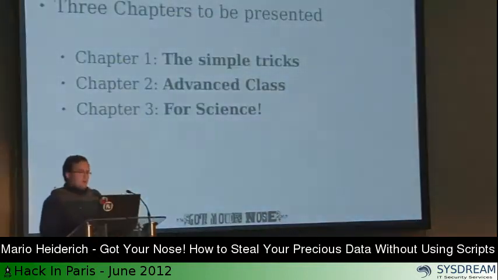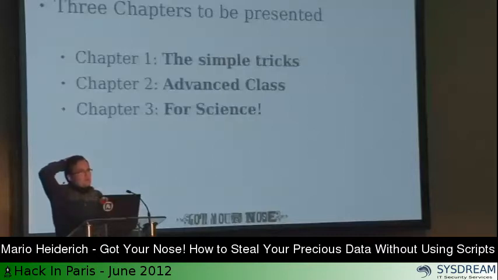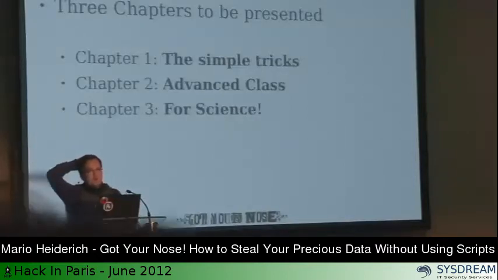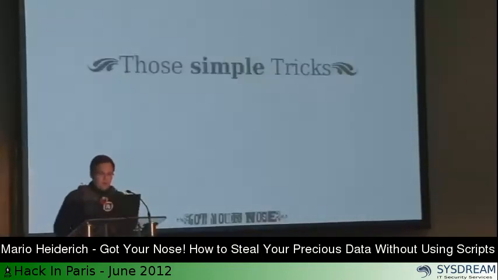All right. We're going to see some exploits. And to give the thing a little bit of structure, I decided to put it into three chapters. The first chapter is just to get you warmed up. It's the simple tricks. You're probably going to be disappointed when you see the first ones because they're really simple and nothing advanced here. The second one is a bit more advanced. And the third chapter is for science. It's multi-step attacks that require modern browsers, top modern browsers, and so on. But you're going to see. Let's start with those very simple tricks.